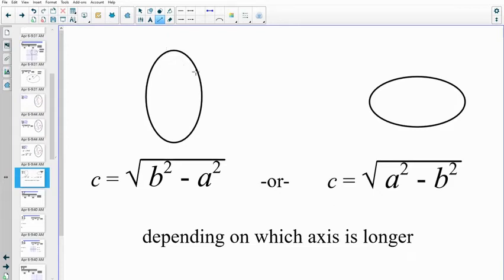If you've got an ellipse that's longer or taller than it is wide, then you do b squared minus a squared. If it's wider than it is tall, then you do a squared minus b squared and take the square root. But really, just take the big one minus the small one and you're going to be just fine. And that is how we do it.